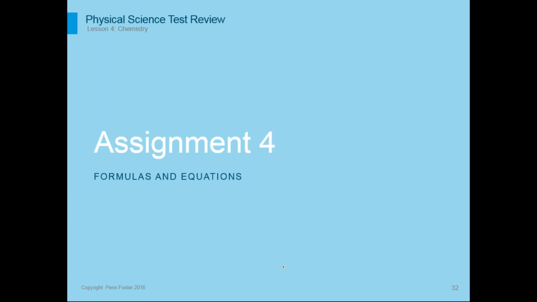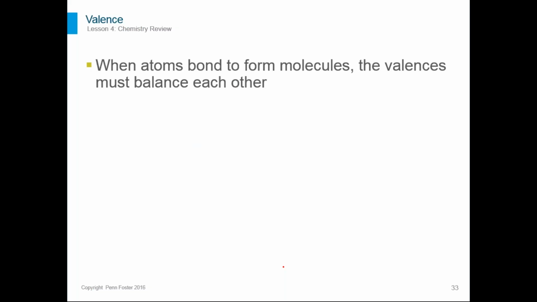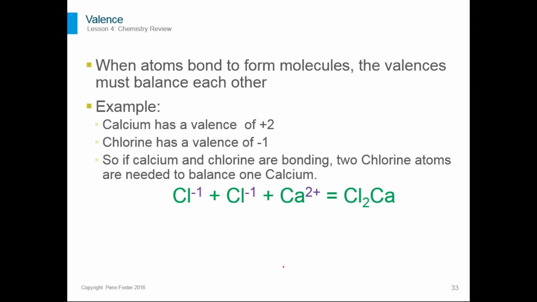So water, again, water molecules are H2O. So that's their formula, H2O. It's 2 hydrogens, H2, and 1 oxygen, O. So when we're trying to make formulas, the valences have to balance each other. So for example, you've got calcium, which has a valence of +2.